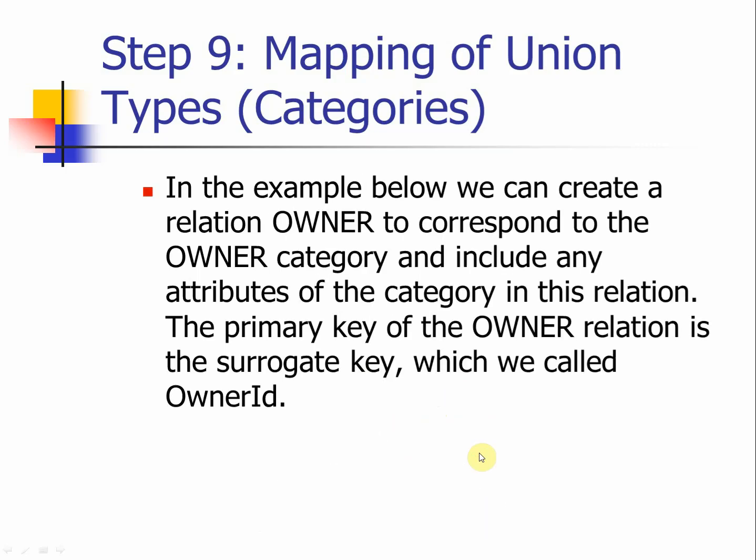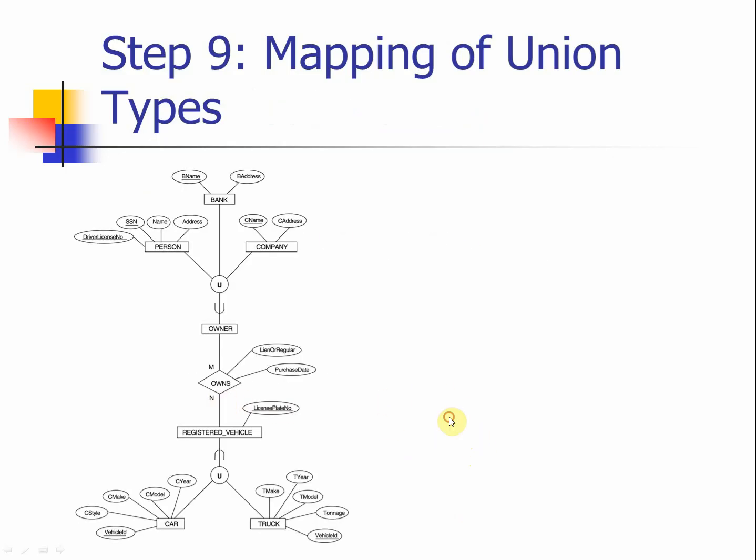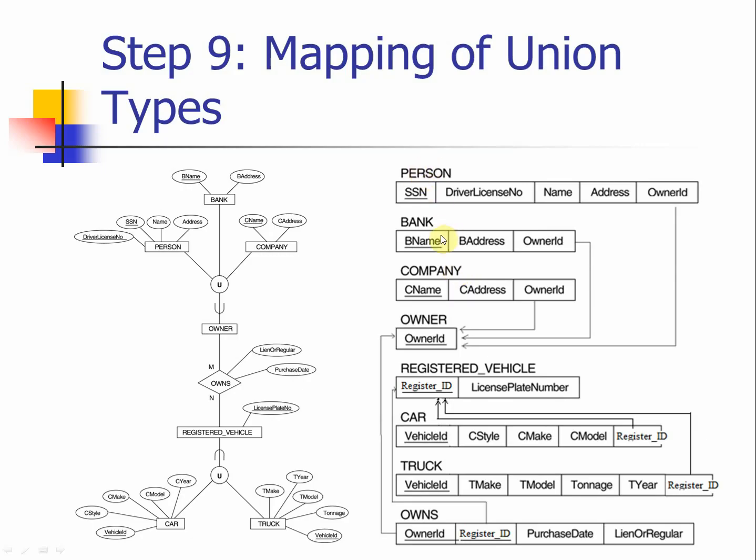So let's take a look at the operations that I have provided over here, and this is the description of what I have just mentioned. Based on this one, you will see for the person, bank, and company goes to the owner. This is something that we already see. For the registered vehicle, you can see that for a car and a truck, they have register ID over here that links back to the registered vehicle, which represents another union conversion.